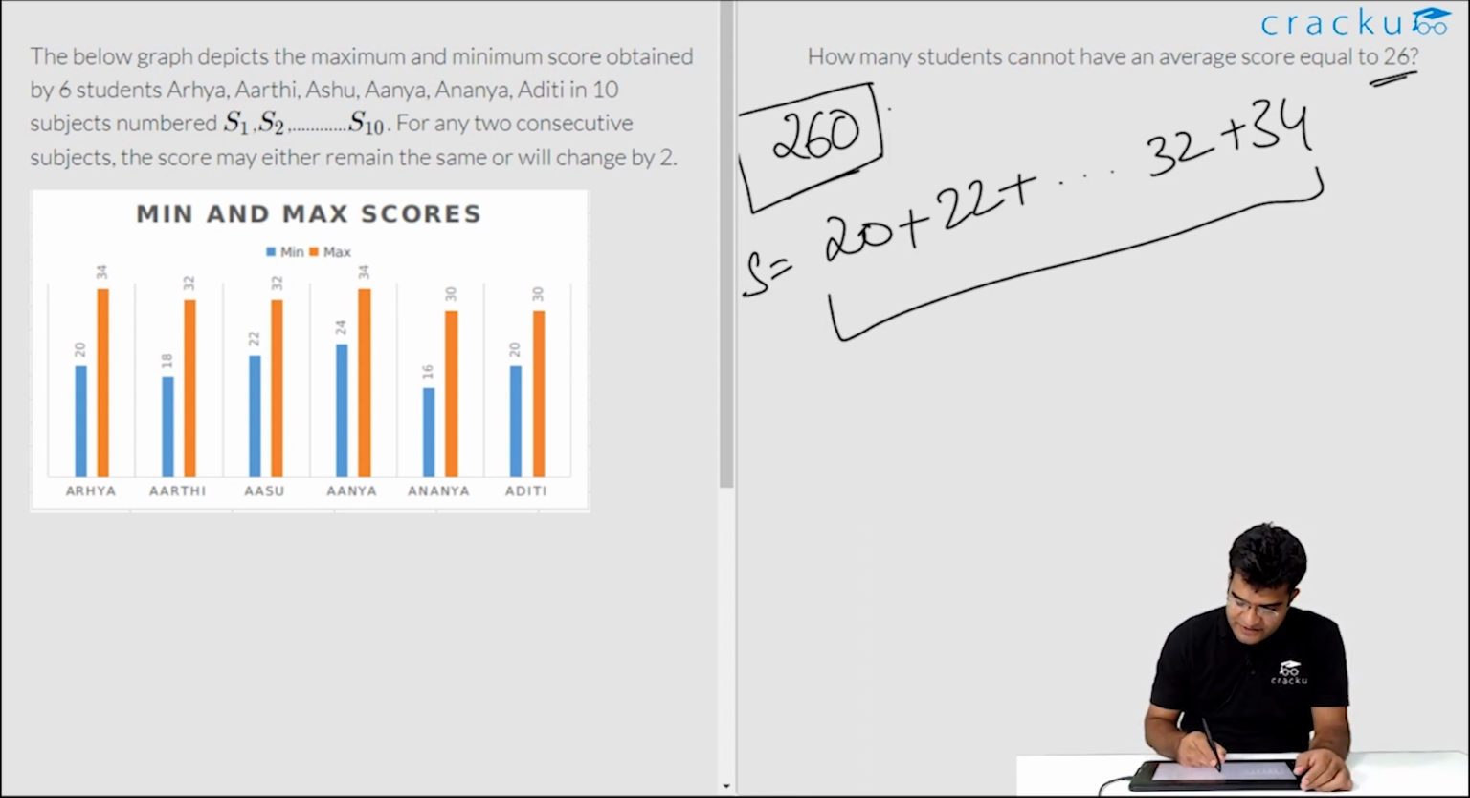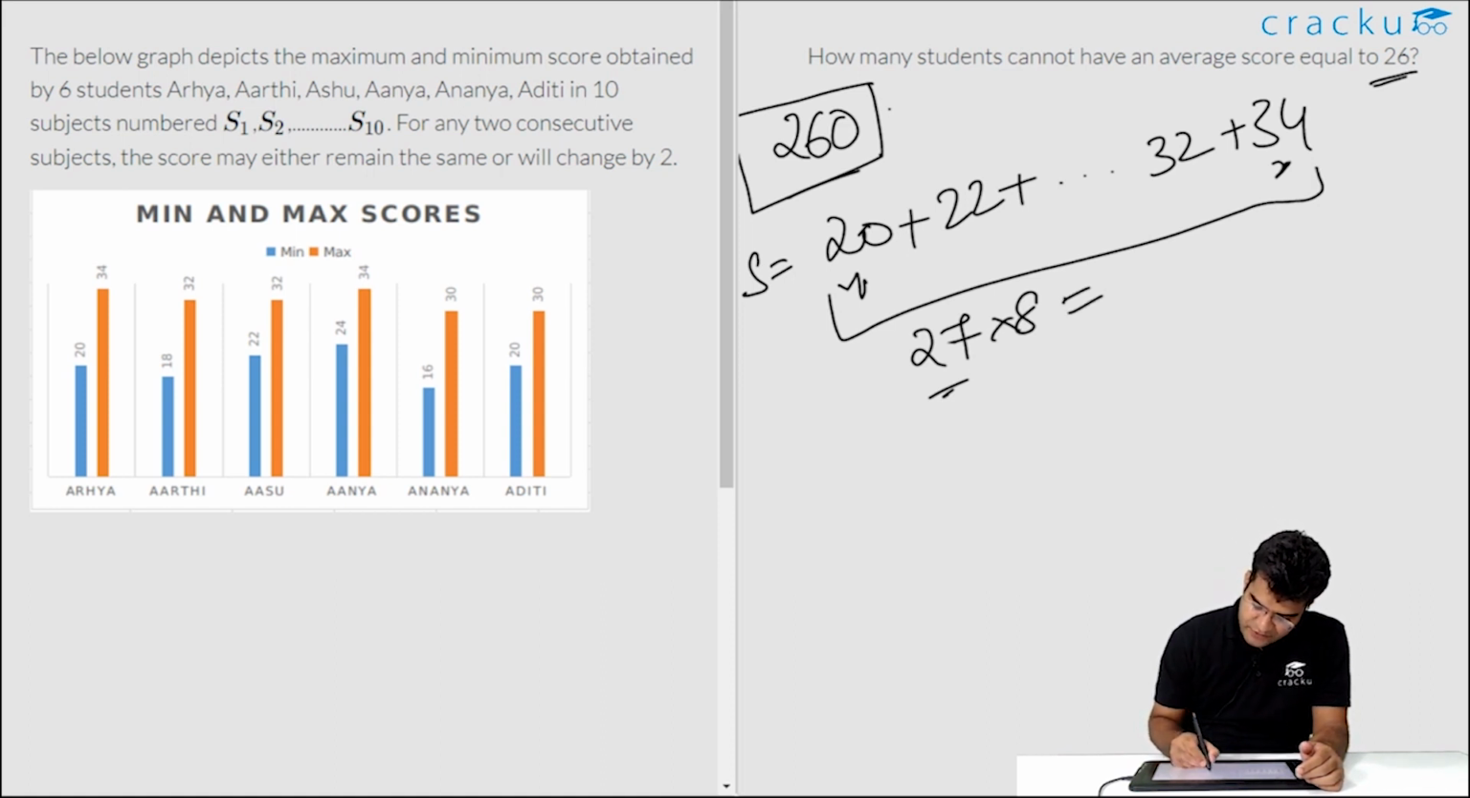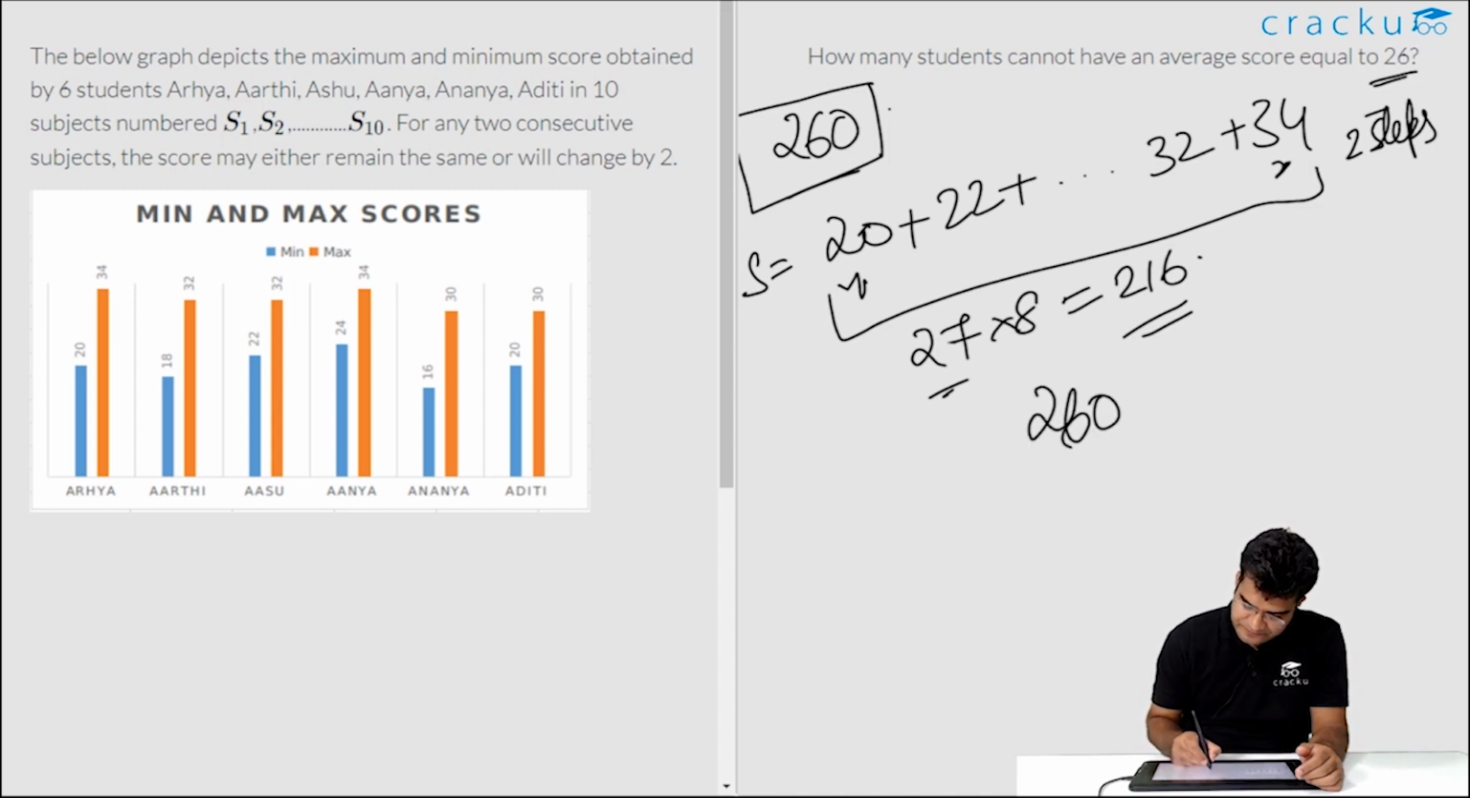Now, if you are looking at 20 plus 22 plus ... plus 34, we can easily calculate this as equal to 27 into 8. 27 is the average of 20 and 34, which is 54 by 2 is 27, and the number of such numbers is 8. So, 27 into 8 is equal to 216. Now, there are 2 steps which are in reserve, and the 2 steps should equal 54, that is 260 minus 216 is equal to 54.